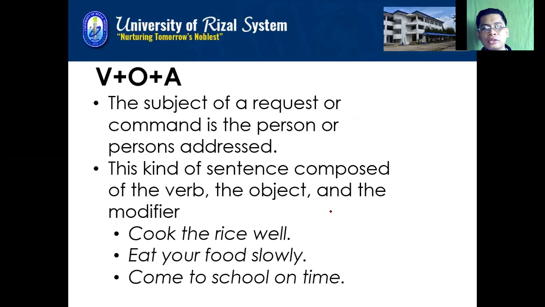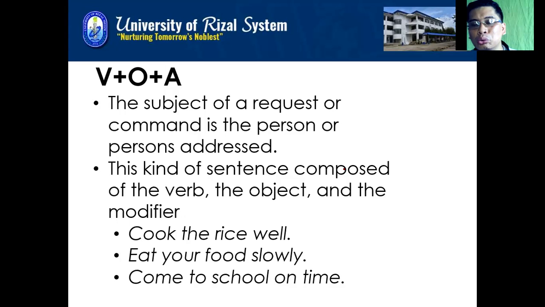And then we also have the verb, object, adverb. The subject of a request or command is the person or persons addressed. This kind of sentence is composed of the verb, the object, and the modifier. The VOA is easy to identify because VOA is always used in commands, those that give commands or requests. So VOA is always the pattern. For example, cook the rice well. So you instructed him to cook the rice properly.